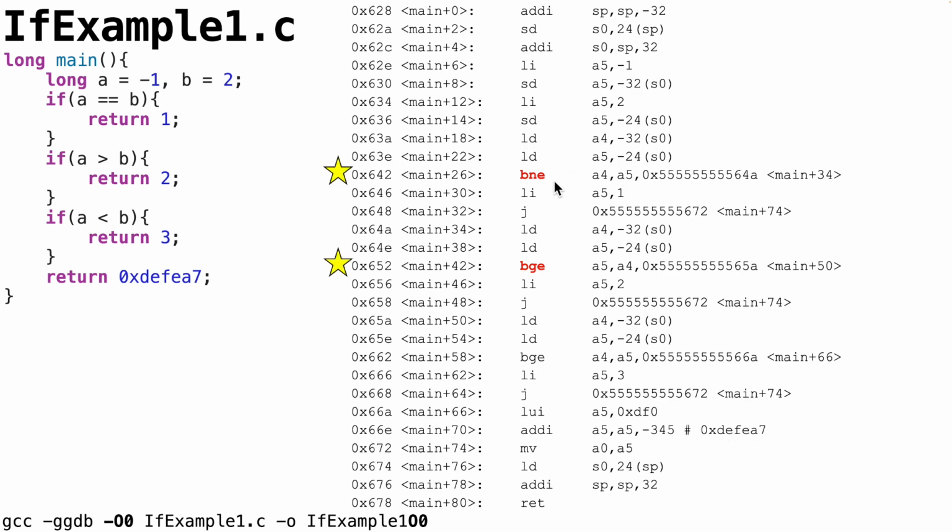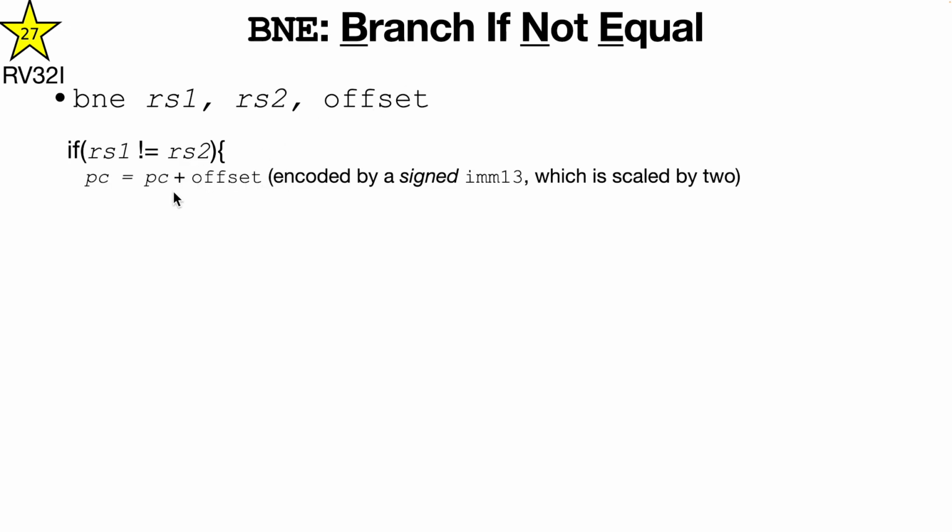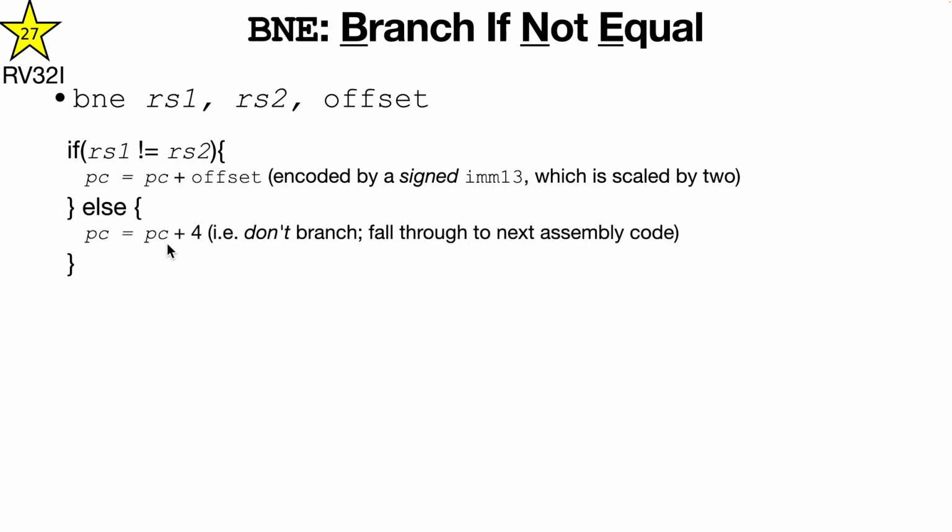New assembly instructions, BNE and BGE. What are those? Branch if not equal. It takes two parameters, source 1 and source 2, and then an offset of where to branch. So you do if rs1 not equal rs2, then it branches to the offset, meaning it takes the program counter and adds the offset, which behind the scenes is a signed immediate 13, so 13 bits, and it's scaled by 2, so the least significant bit is always 0. So PC plus or minus immediate 13 is the new PC. Else, it just falls through.